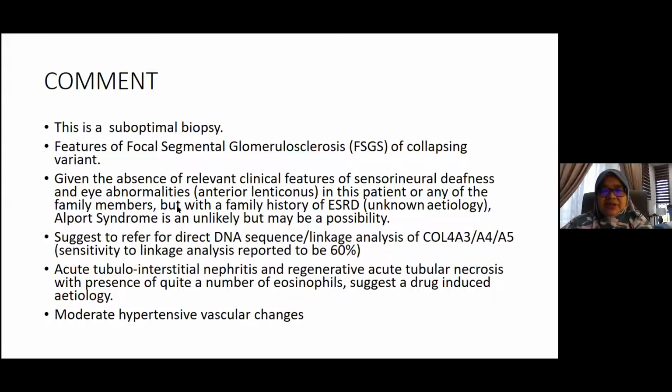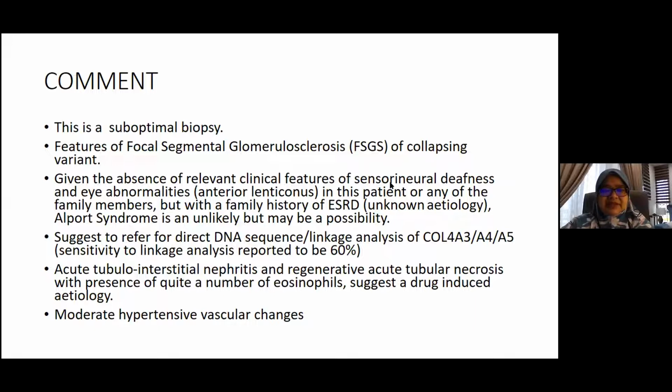So when we put everything together with the light microscopy findings, this is a feature of focal segmental glomerulosclerosis with the collapsing variant, which is in keeping with the acute kidney injury, and it is still an ongoing process.